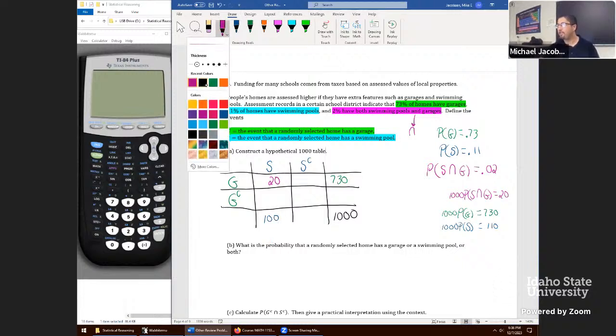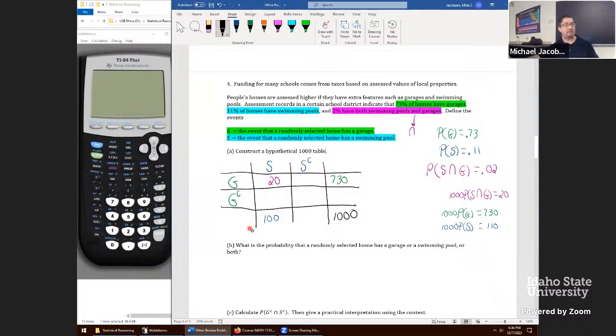And I did forget to write one thing. It's not like a thing I would take points off of, but it helps a lot. Let's call this total. So I put 100 in the column total for S, swimming pools. Oh, and I made a mistake when I did that, right? That should have been 110. Let me fix that figure.